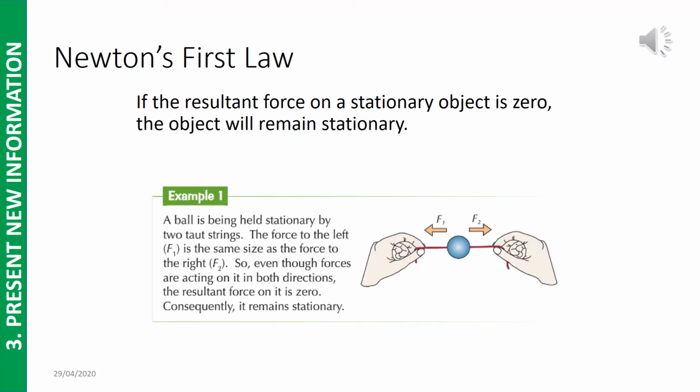So let's take this example. This ball is being held stationary by 2 taut strings. So there are opposing forces acting on it, denoted by F1 and F2. They are the same size force, even though they are acting in opposite directions. This means that the resultant force acting on the ball is 0. We know that if the resultant force is 0, the object is either stationary or moving at a constant speed. It isn't moving, so it is stationary. And it will remain in this position unless one of those forces change.